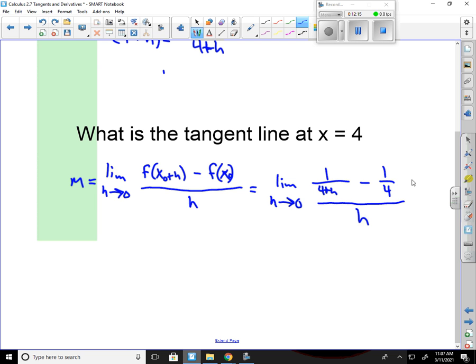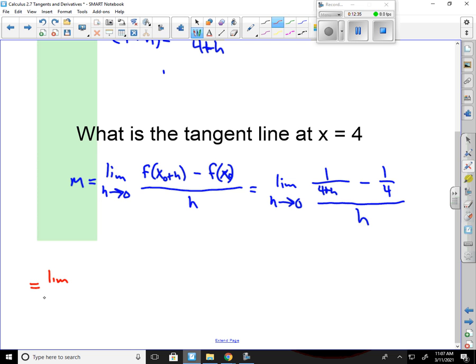Now before I can subtract these, I have to get a common denominator here. And I can't just add h to this one because, well, it's not mathematically allowed. So I have to multiply this one by 4 on top and bottom, and multiply this one by 4 plus h.